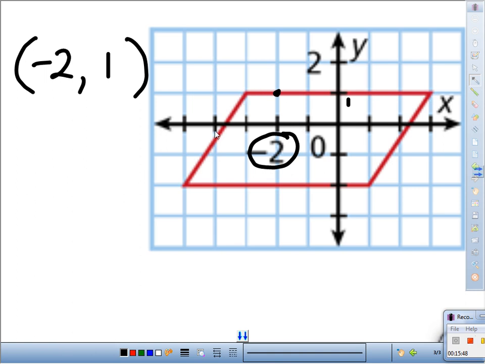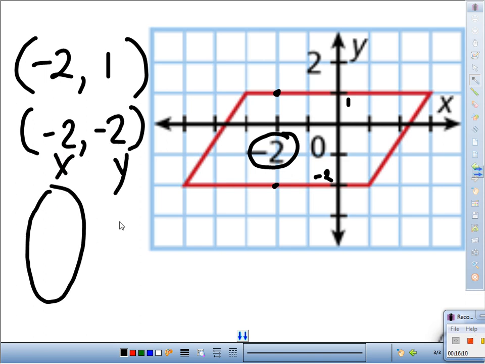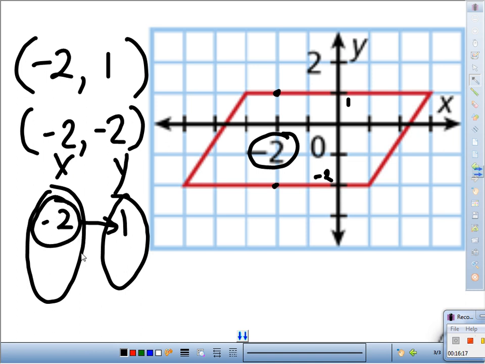Now let me go around. Is there another point using the same x value? Yes, this one right here. What is the y value of that? -2. So that one is -2, -2. So now, if I was to make one of these, this one has -2 and 1. There it is. And this one is -2. It's already written there. I don't repeat it. And what is the y value? -2. How many output values does this one have? 2. That's why this is not a function.